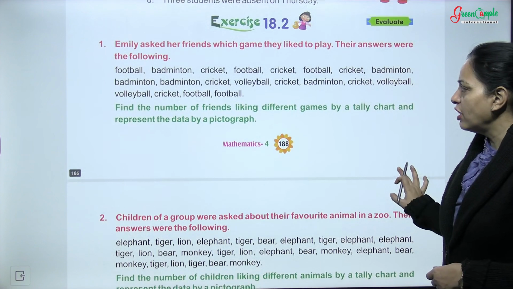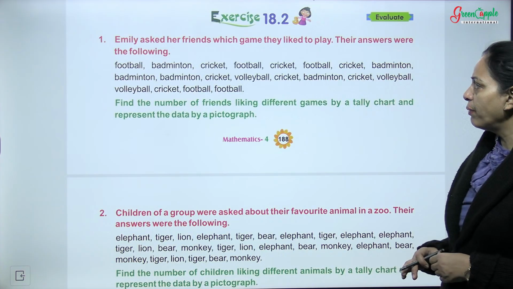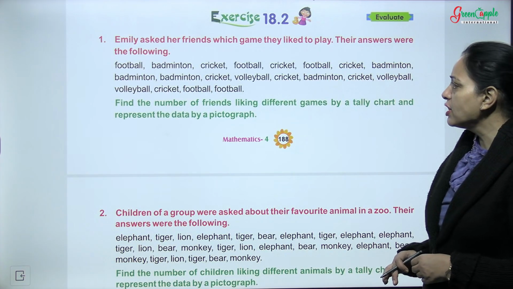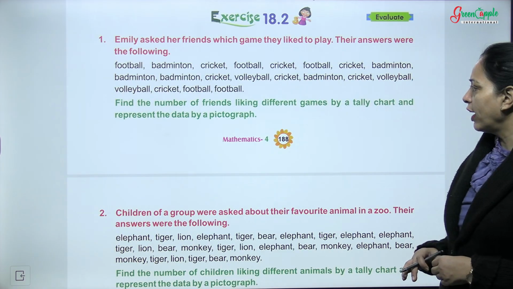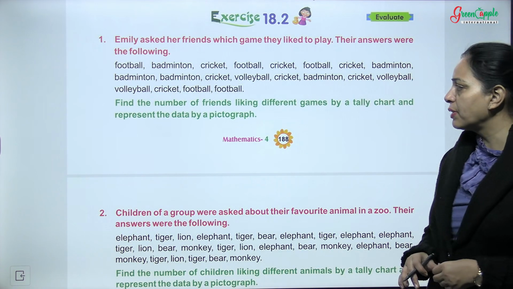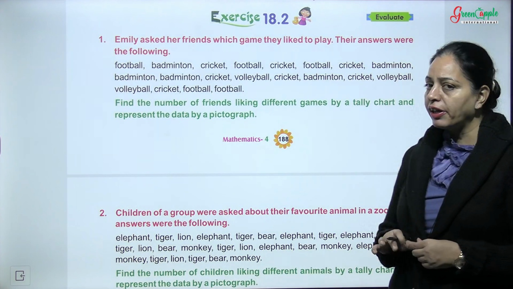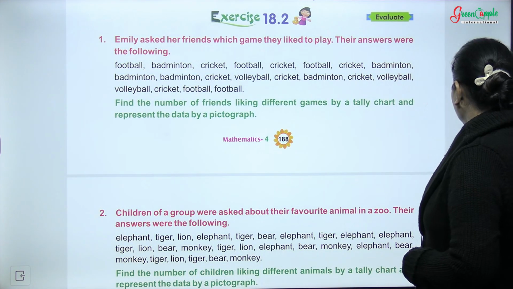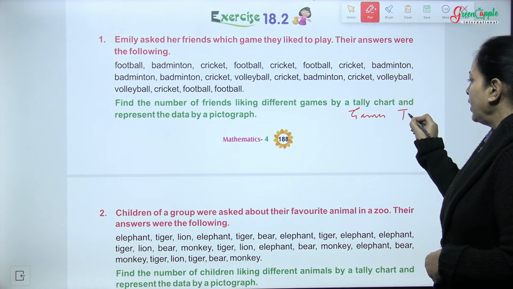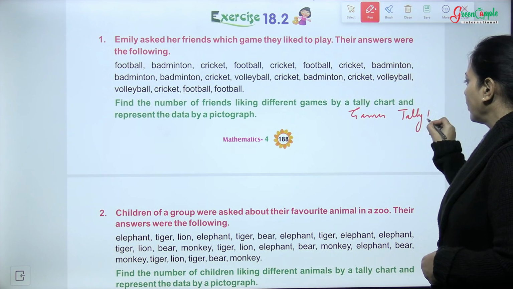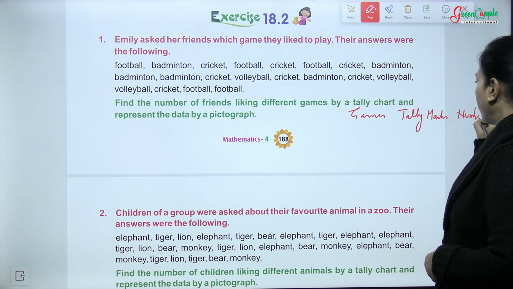Now exercise 18.2, like the first one, Emily asked her friends which game they like to play. Their answers were the following. Now find the number of friends liking different games by a tally chart and represent the data by a pictogram. So what will you do to make a tally chart? First make the columns, write one side game, then tally marks, and here number of children.